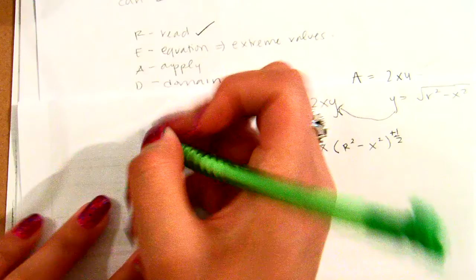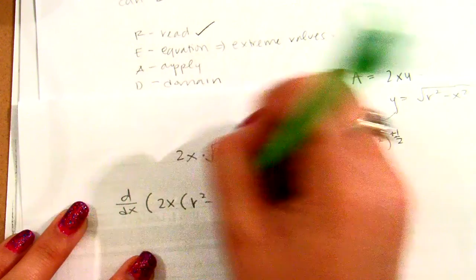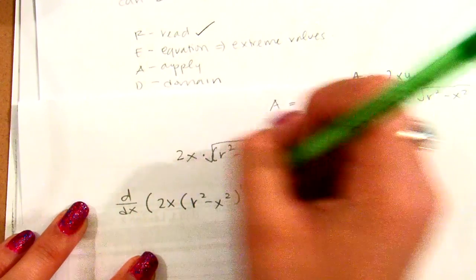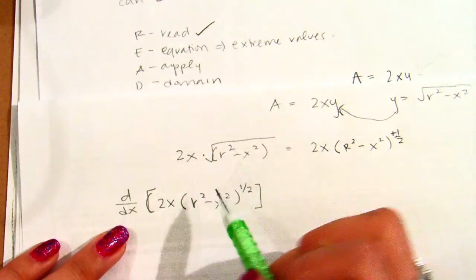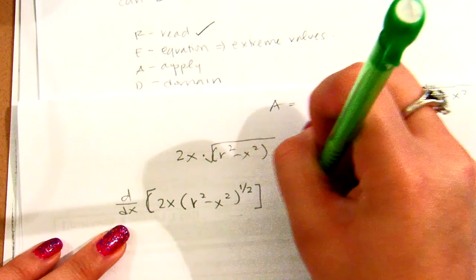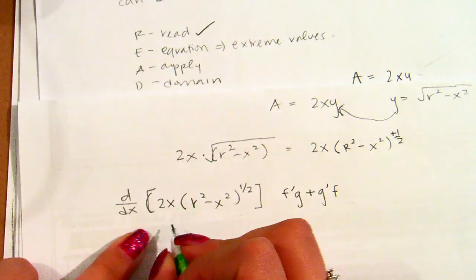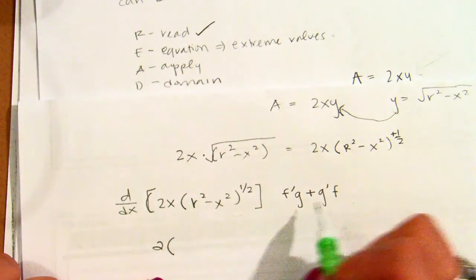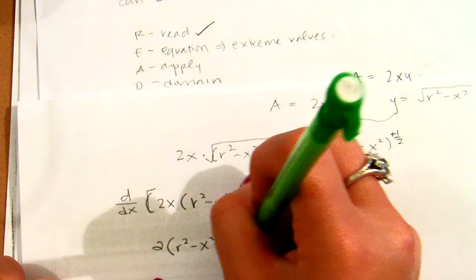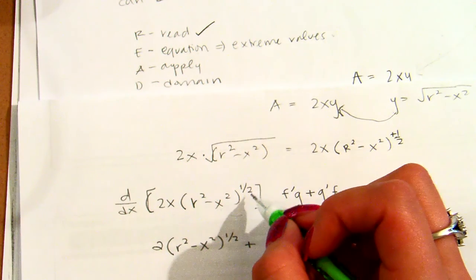Okay, now we could take the derivative, which is of 2x times (r squared minus x squared) to the 1/2. Okay, these two are being multiplied, so we use the product rule. And the product rule is the derivative of the first times the second plus the derivative of the second times the first. Our first function is 2x, and the derivative of 2x is 2. And we multiply that by the second, which is (r squared minus x squared) to the 1/2. And we add it to the derivative of the second, but the second is more than one function, and so we have to use the chain rule.